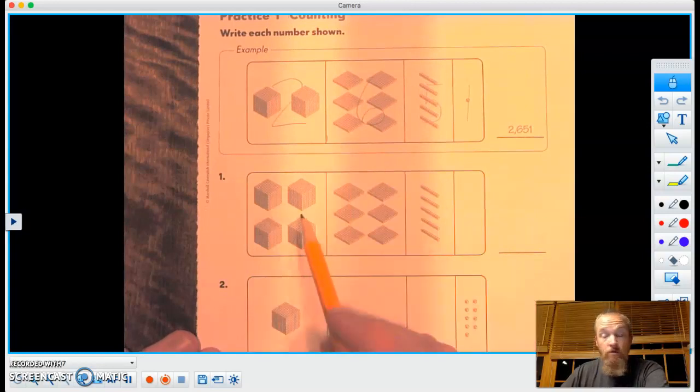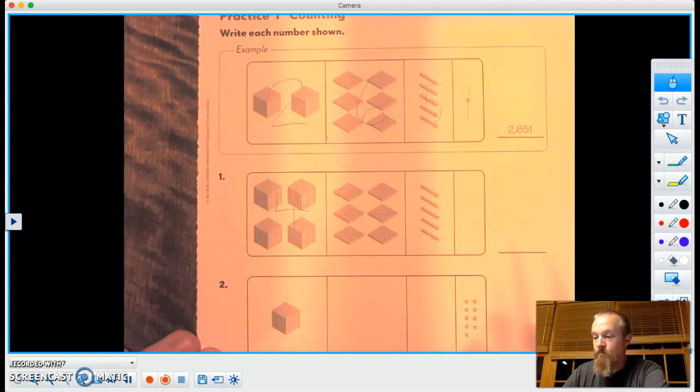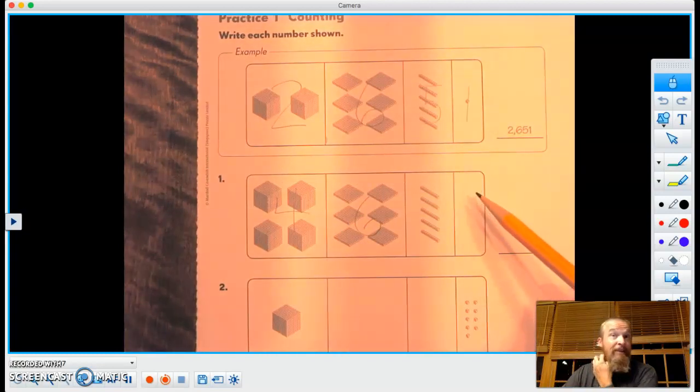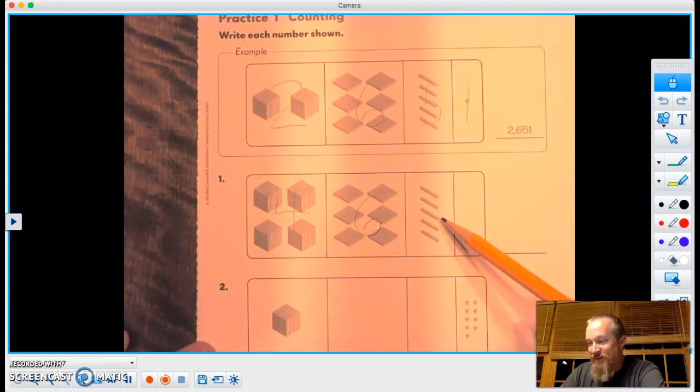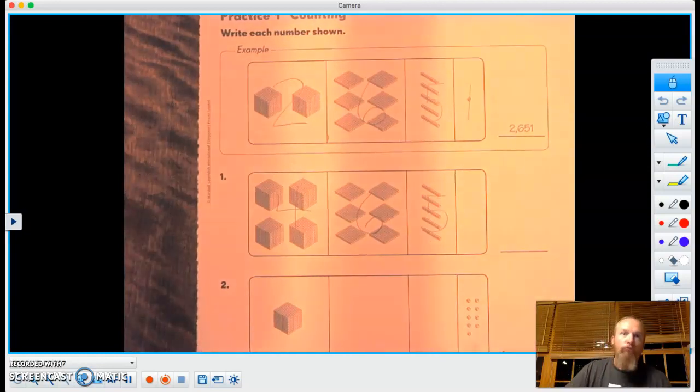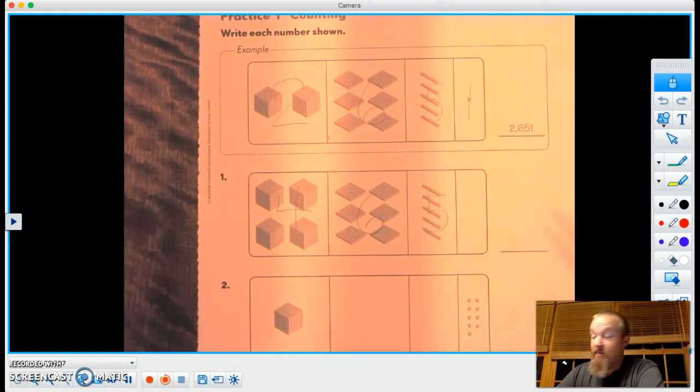1, 2, 3, 4. 1, 2, 3, 4, 5, 6. Lily's getting a drink of water. She drinks kind of loud. 1, 2, 3, 4, 5. And there's nothing here, so that would be a 0.